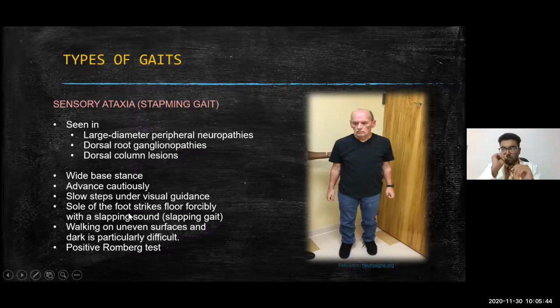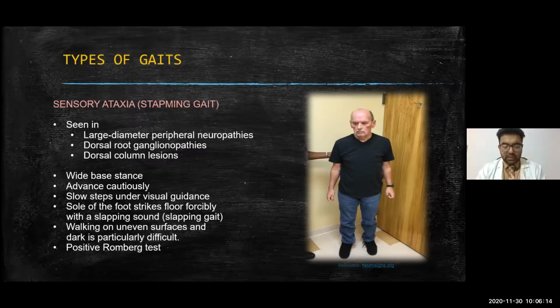So basically what happens is, the patient has a sensory neuropathy, so the patient does not feel the floor. In order to get an idea where the foot is, the patient hits the ground forcibly so that it makes a sound. With that, the patient will have an idea where he is putting his leg. Over here, the patient will have a positive Romberg test.